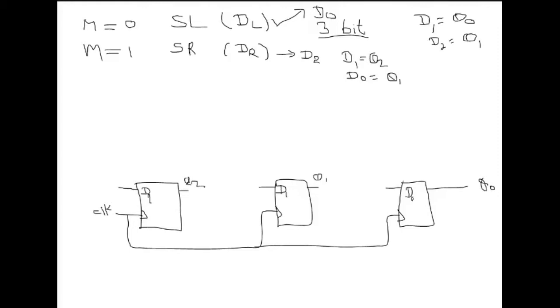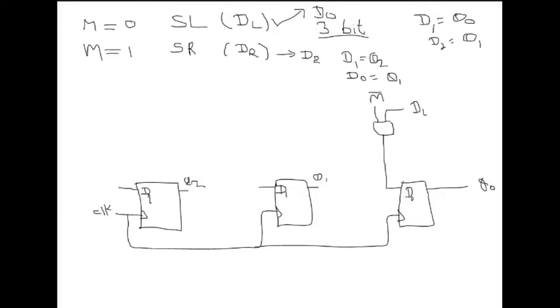So now we need to make the circuit. Again we will be using the AND gate. This is the shift left input DL. So this input should be connected to D0, and when should it be connected? When M is equal to 0. So I will be writing it as M bar. This should be connected to D0.